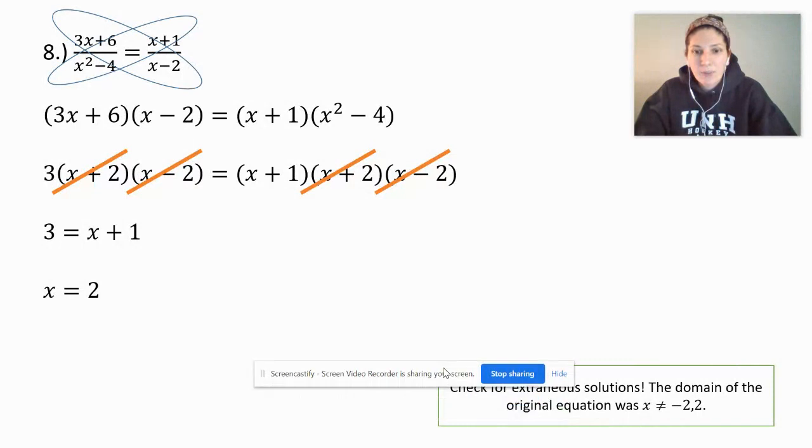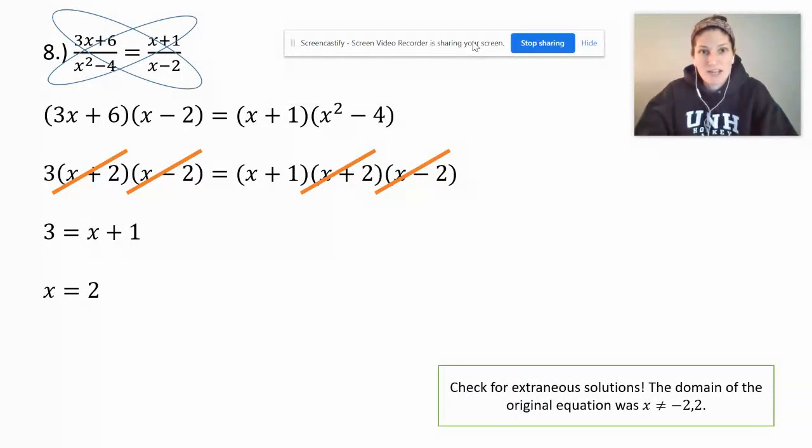So you can either plug it back in to see if it's extraneous, or you could look at the original denominators and think about the domain. So if I were to set this denominator equal to 0, x cannot equal 2. And then if I were to factor this, I'd have the difference of 2 squares, and x cannot equal negative 2 as well. So that means that my solution that I came up with is extraneous. So for number 8, your answer is no solution.